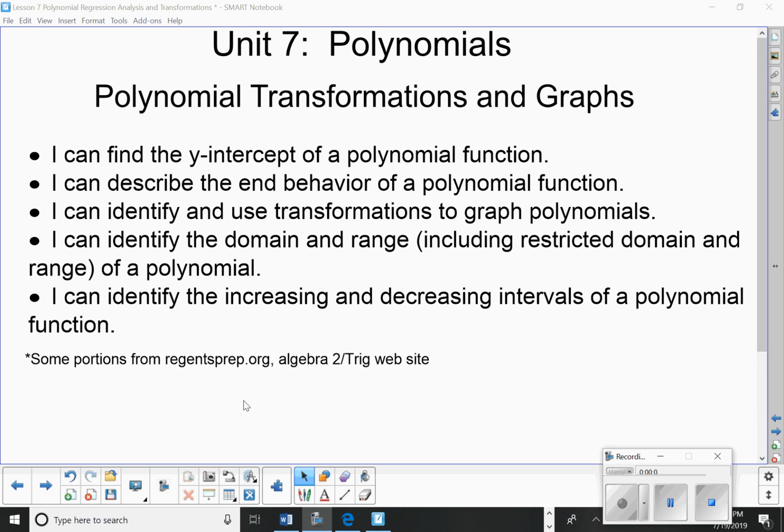Unit 7, Polynomials. This particular lesson is polynomial transformations and graphs. I'm not going to spend a lot of time on this lesson because it's exactly the same as what you've seen before. You can find the y-intercept of a polynomial function.